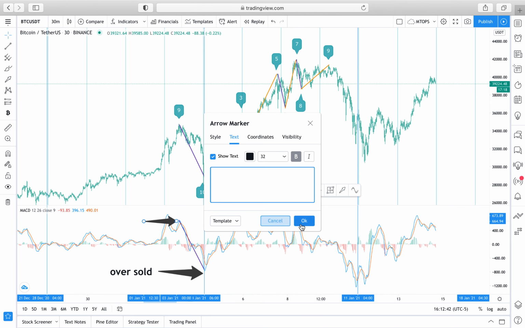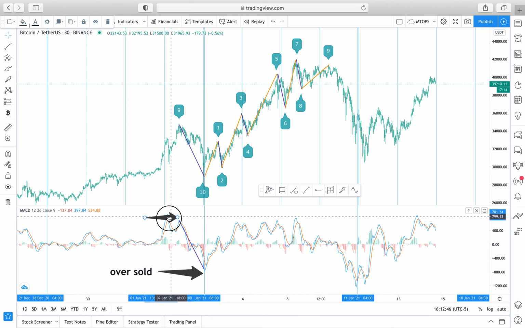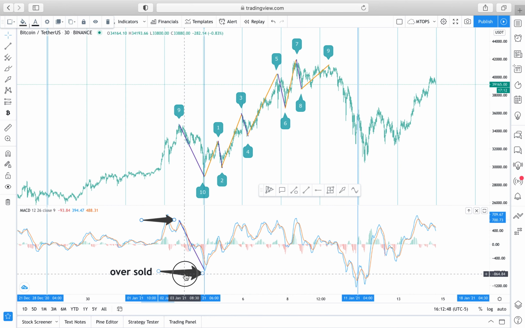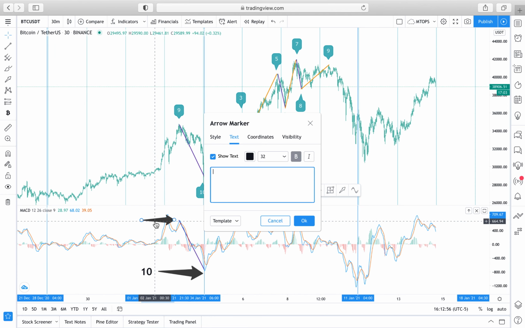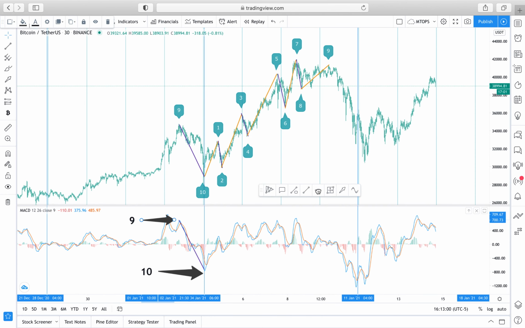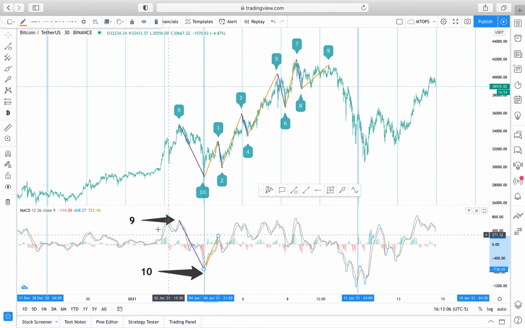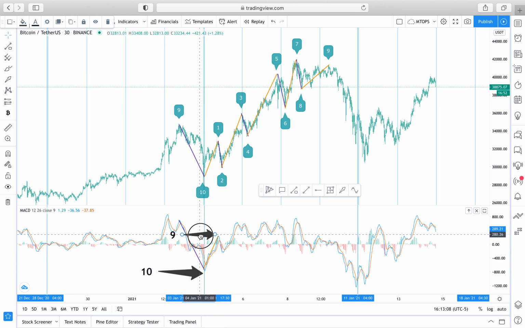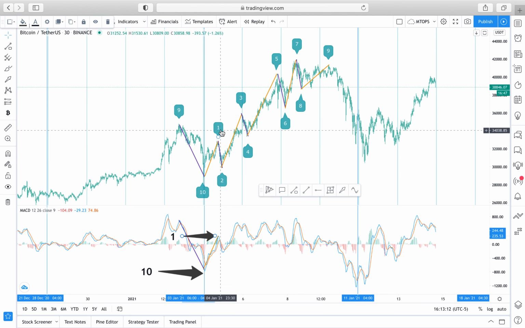So let's take the text away. And you'll be able to see that there's 9 and there's turning point 10. Okay, cool. I'm going to go for over here, go on its way up. And then you'll see as above, there's 1.